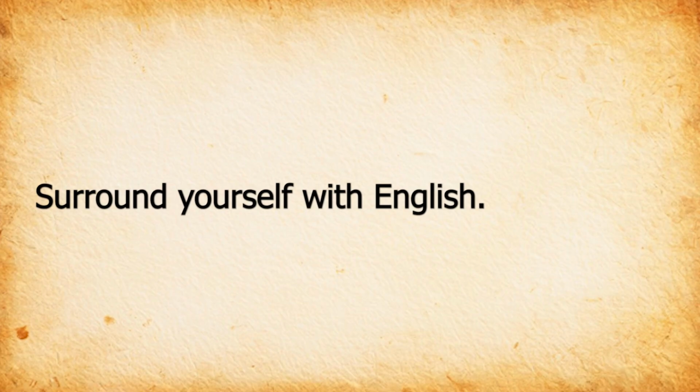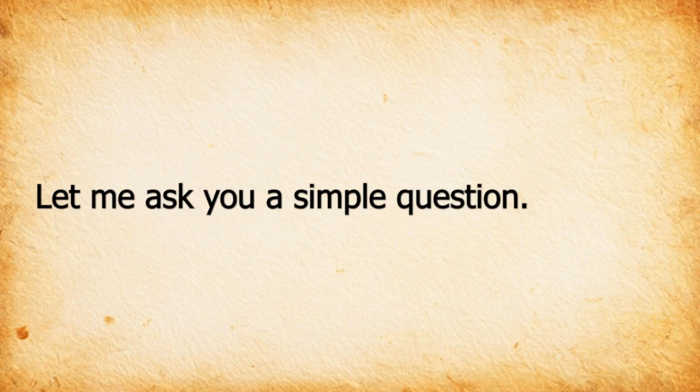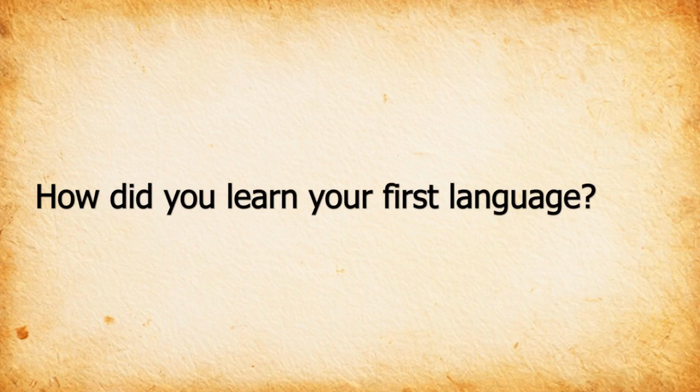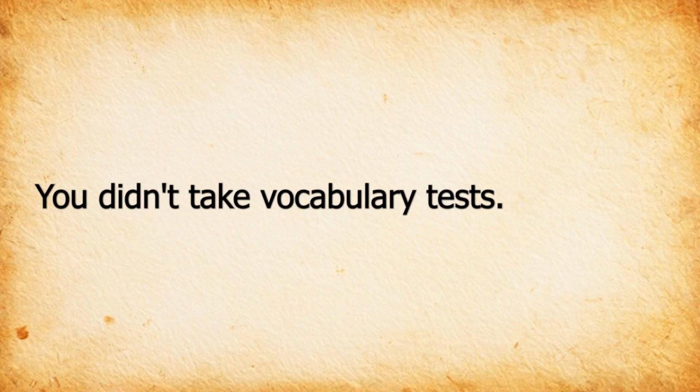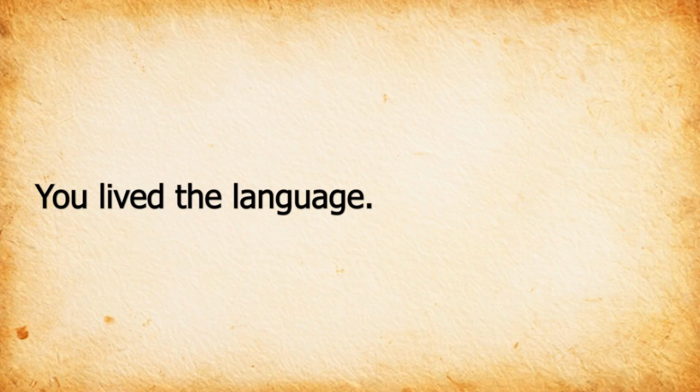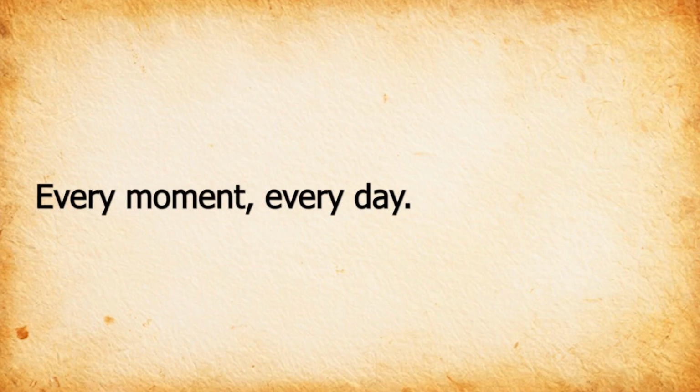Tip 6. Surround yourself with English. Make English part of your environment. You become what you surround yourself with. Let me ask you a simple question. How did you learn your first language? You didn't study grammar books. You didn't take vocabulary tests. You didn't memorize rules. You lived the language. You were surrounded by it. Every moment, every day. That's the secret.